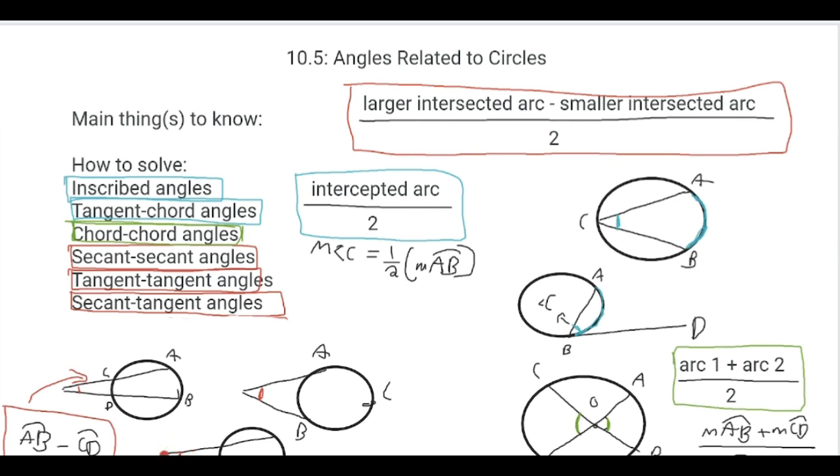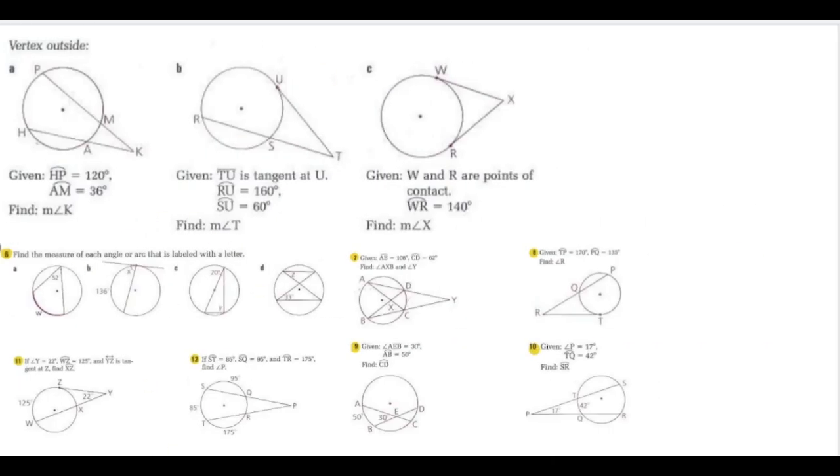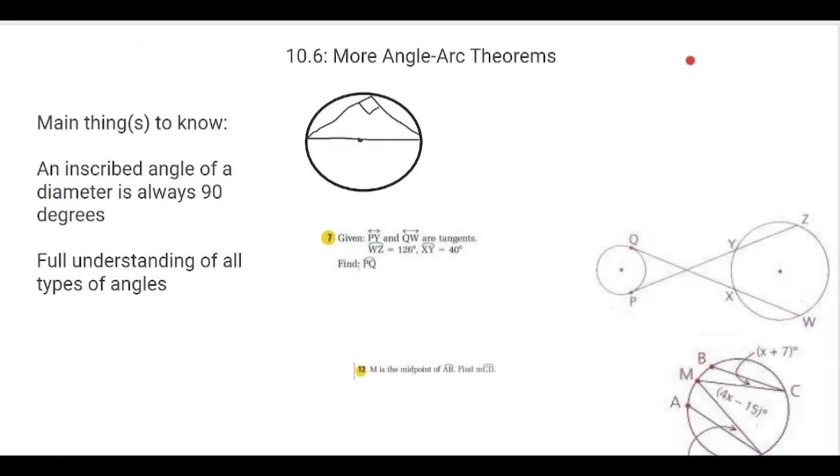So that's 10.5. And here are some problems to help you better understand. Okay, 10.6, more angle arc theorems. Main things you really have to know for this section: an inscribed angle of a diameter is always 90 degrees. So in this drawing right here, as you can see, there's a diameter here, and an inscribed angle will always be 90 degrees, no matter what.